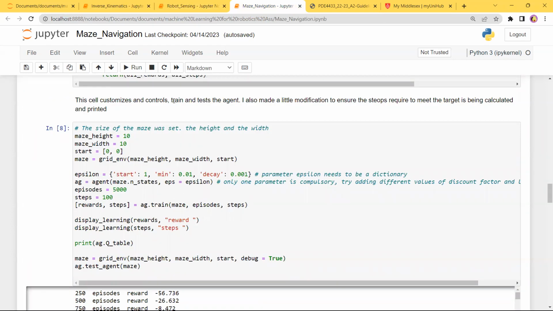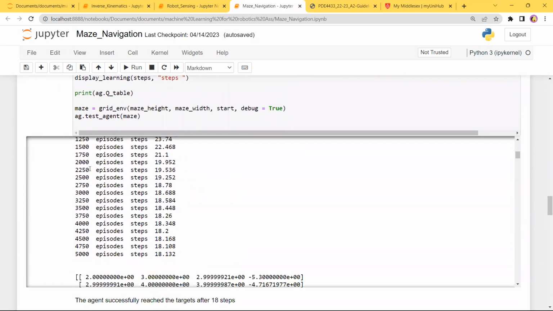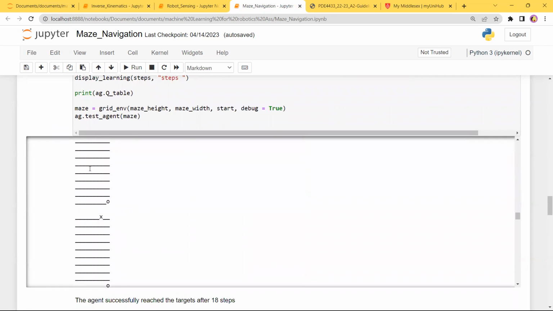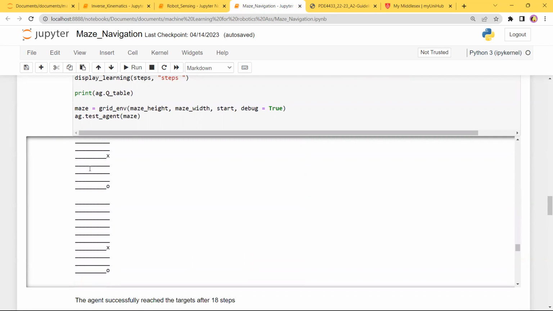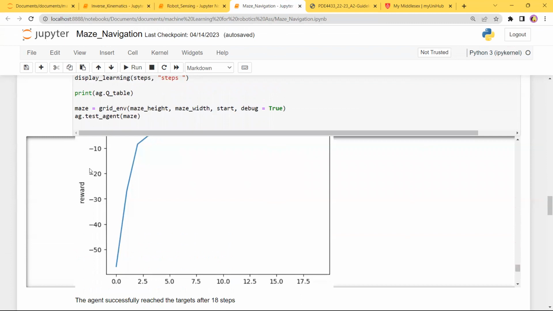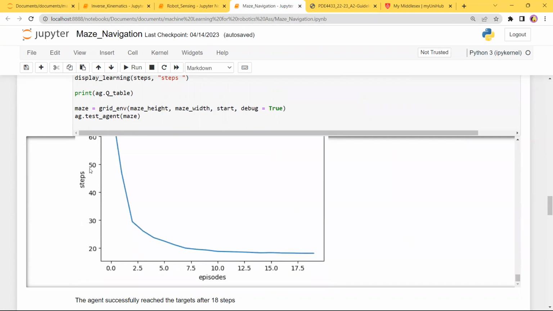Okay, here in cell 8, I use the maze height of 10 and the maze width of 10, starting from 0, 0, using 5,000 episodes and 150 steps. And this is what I got. Okay, the target was reached. Let me check where the target was. The target was here, in 18 steps. So this is the graph of rewards versus episodes and steps versus episodes.